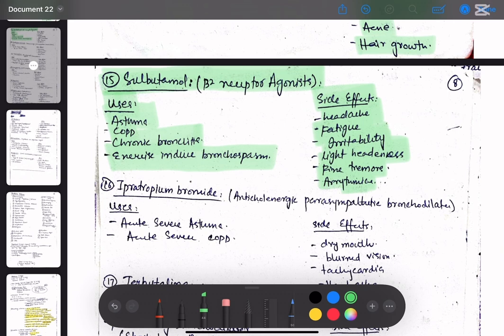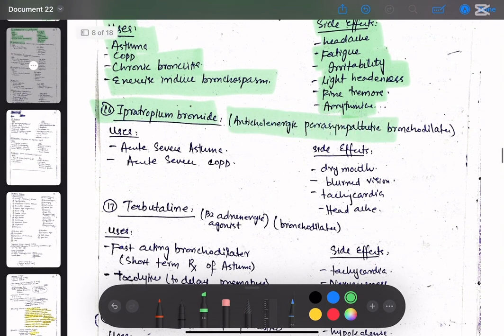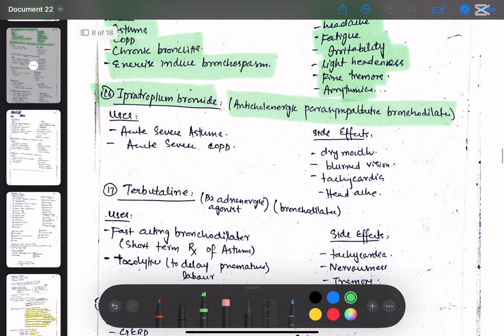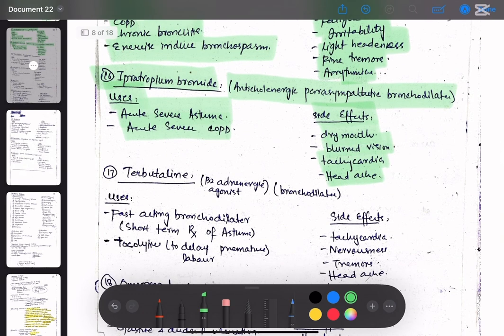Then we are having ipratropium bromide, which is an anticholinergic parasympathetic bronchodilator, and the uses are acute severe asthma and acute severe COPD. The side effects are dry mouth, blurred vision, tachycardia, and headache. What are the side effects? Dry mouth, tachycardia, blurred vision, and headache.